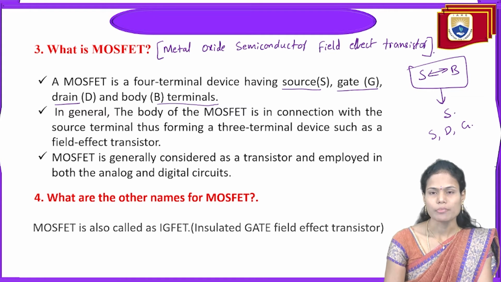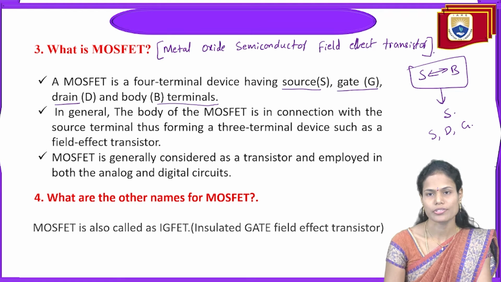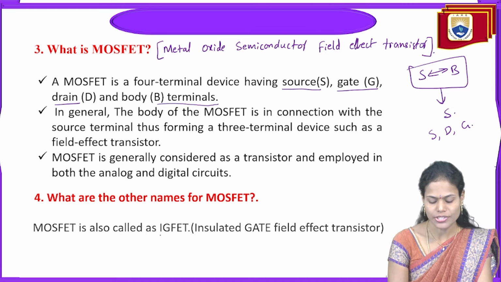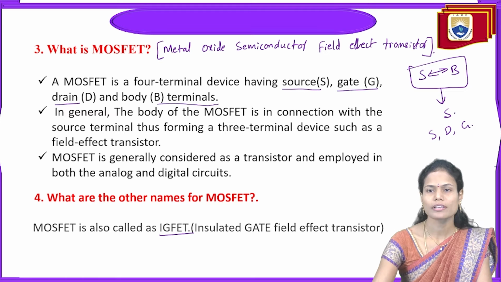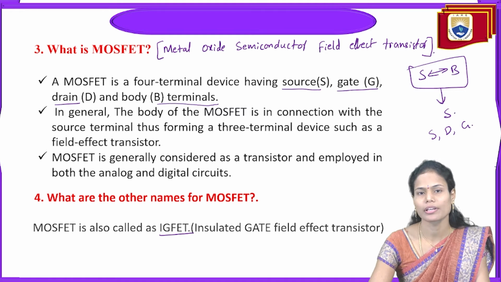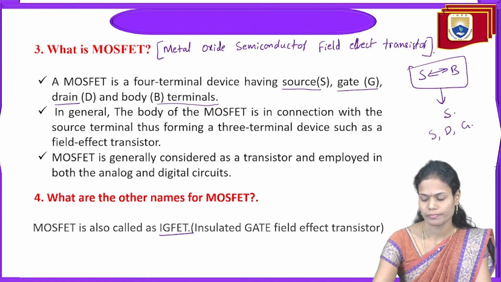Next, what are the other names for metal oxide semiconductor field effect transistor? The other name for MOSFET is IGFET. IG is nothing but insulated gate field effect transistor. In the case of MOSFET, the gate terminal acts as the insulator between the channel as well as the gate terminal here. So that's why it is called the insulated gate field effect transistor.